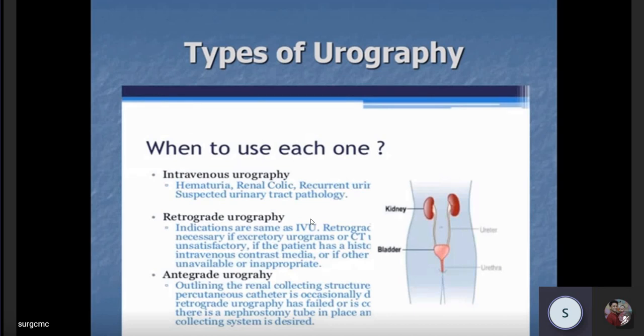And of course there are other ways of doing it. Intravenous, as I told, putting it via veins. Retrograde urography is where you go via the urethra and push the dye up to the ureters. But with retrograde, you cannot have good visualization of the kidneys, but you can have excellent visualization of the ureter and bladder systems. And there is another form, antegrade, if the retrograde method fails.